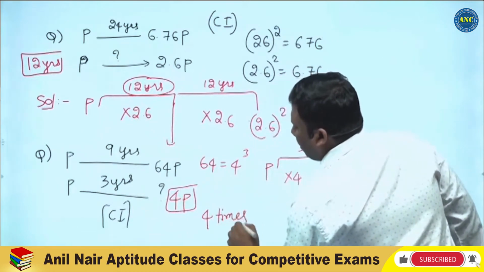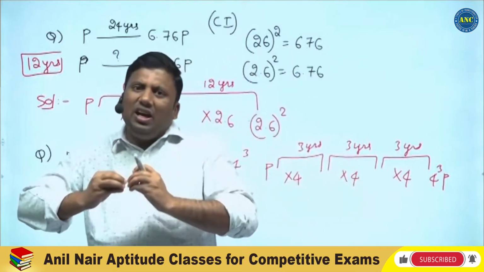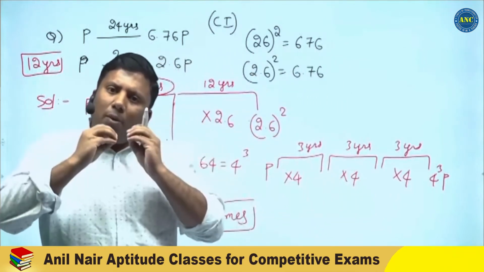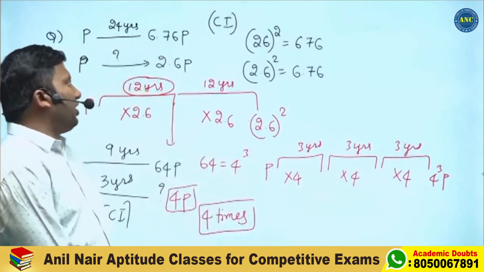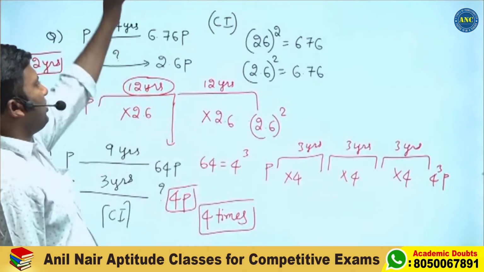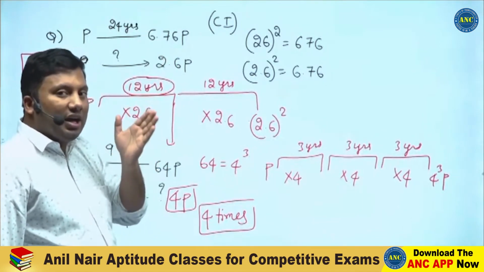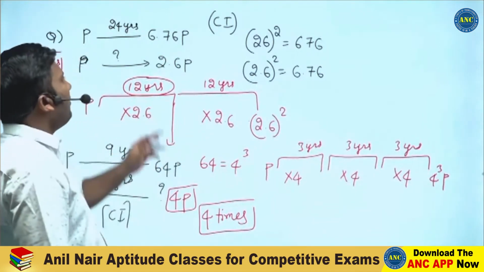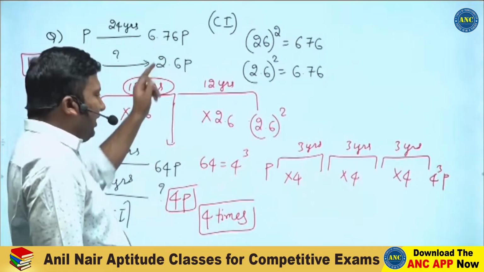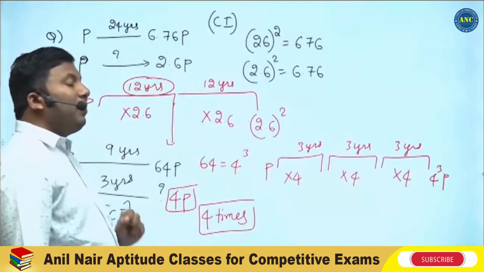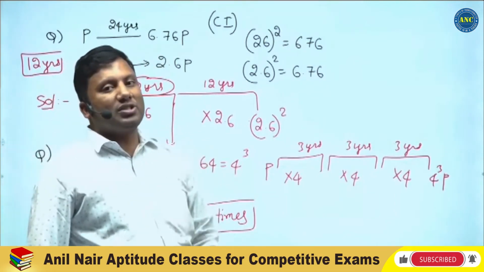He can ask you the amount, he can ask you the time period also. Very logical way to solve. Compound interest behaves like a geometric progression. Just check whether the final amount is a square or a cube or a fourth power. If it is a square, divide the number of years by 2. If it is a cube, divide by 3. If it is a fourth power, divide by 4.